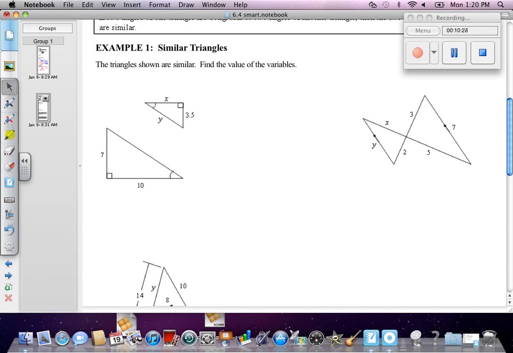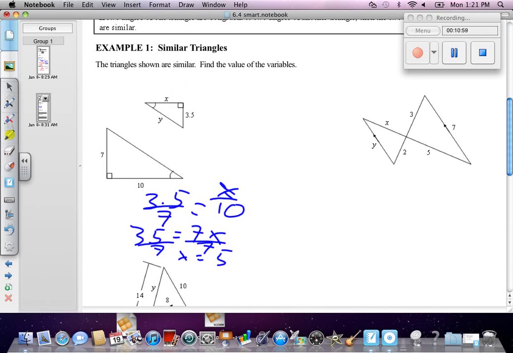Okay, the triangles are shown. Find the value of the variables. So we know that they're similar. So we're going to move them around, so we say 7 over 3.5 or 3.5 over 7, doesn't matter, equals, let's find x, x over 10. Cross multiply, we get 35 equals 7x. Divide both sides by 7, x equals 5.